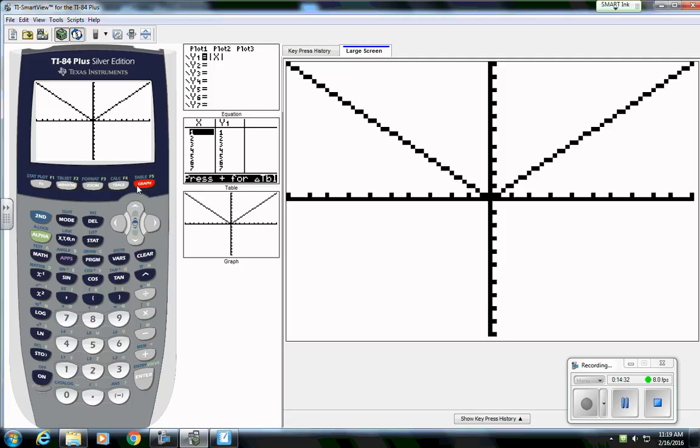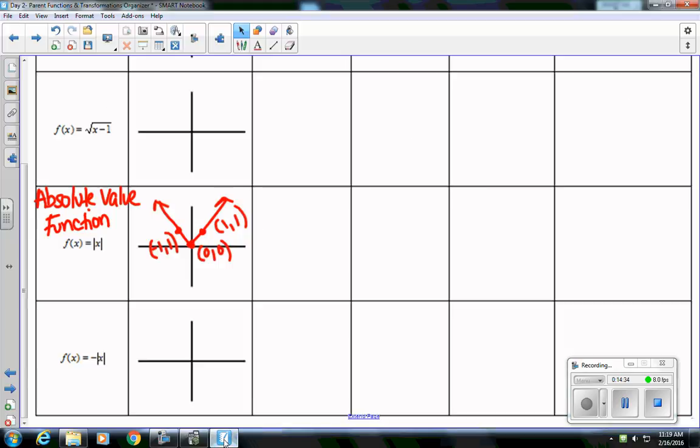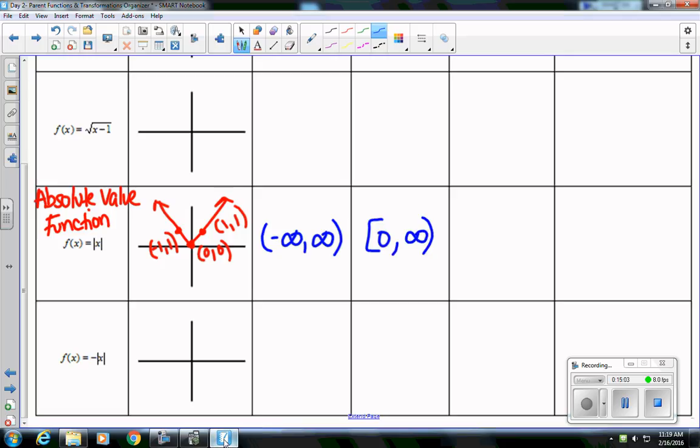So let's go back to our worksheet and let's talk about domain and range. Domain, left and right, there are arrows pointed towards the left side and towards the right side. So once again, we have all real numbers, or negative infinity to positive infinity. For range, it starts at 0 and it is included, so I have my bracket for interval notation. And those arrows are pointing upwards towards positive infinity.